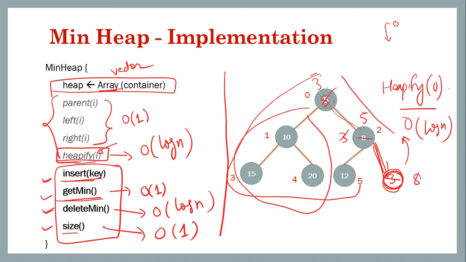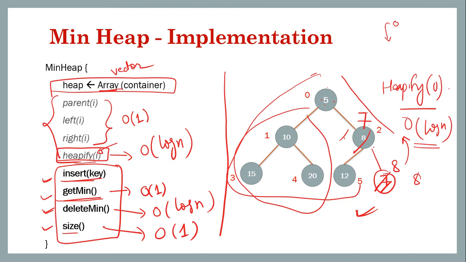But it can stop before that also. Let's say instead of 3 it was 7. So we simply add 7 here, compare it with its parent. It's less, so we put 7 here and 8 here. So we are swapping. Now we compare 7 with its parent. It's larger, so we stop. No need to swap anything. It's valid. So worst case is log n.